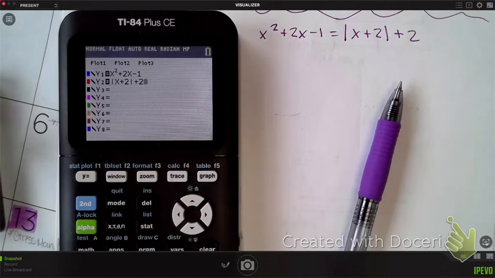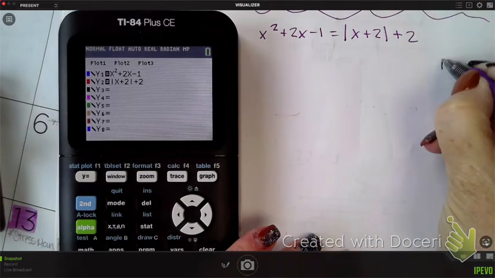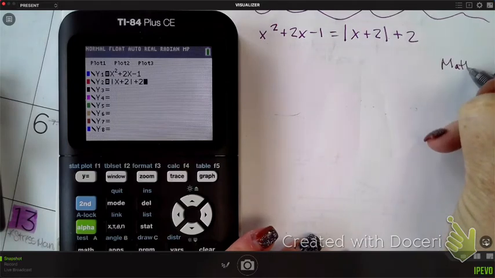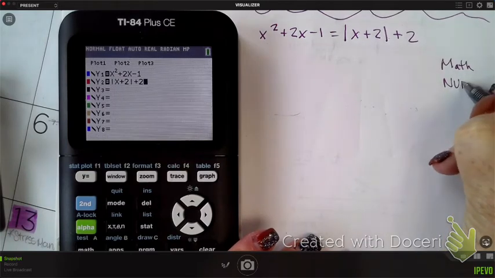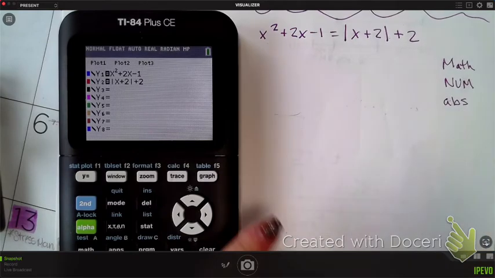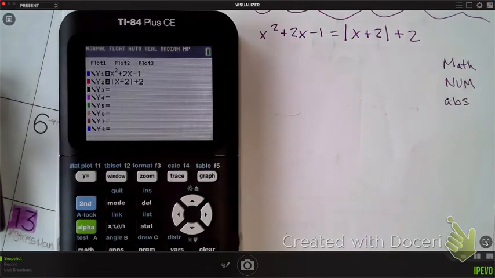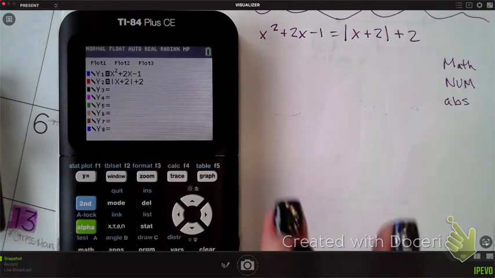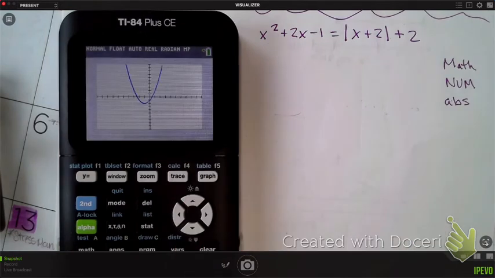How do you get absolute value? You might want to write it down. Math, number, ABS. And then you put a parenthesis. To end on yours, yes, you have to put a parenthesis. Then you click enter for one. You push clear.